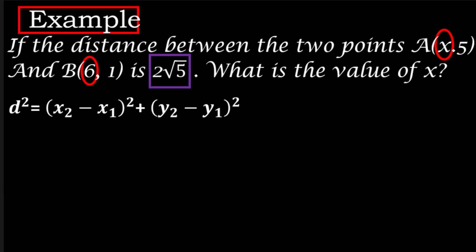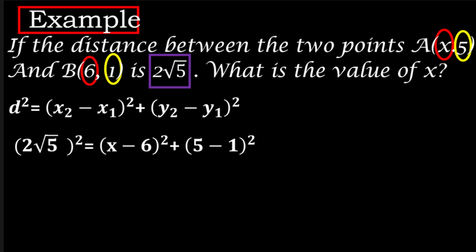So we can write here the difference between x, it will be x minus 6 all squared, and the difference between y, it will be 5 minus 1 all squared. So plug in the numbers. We have here 2 square root of 5 all squared equals x minus 6 all squared plus 5 minus 1, it will be 4 all squared, it will be 16. So we square this number, 2 square root of 5: 2 times 2 is 4, and square root of 5 all squared, which is square root of 5 times square root of 5, it will be 5. So 4 times 5 equals 20.